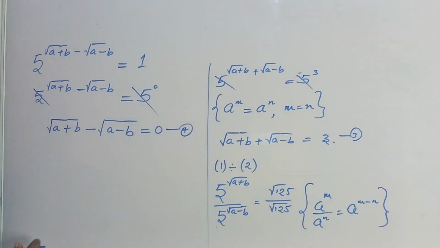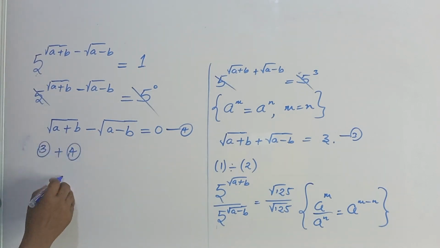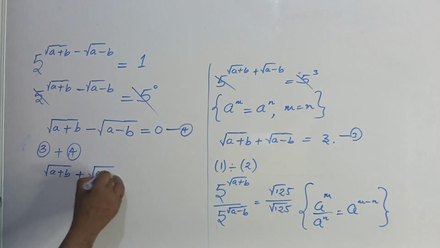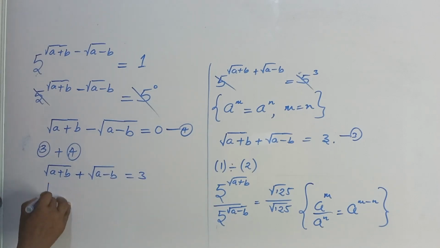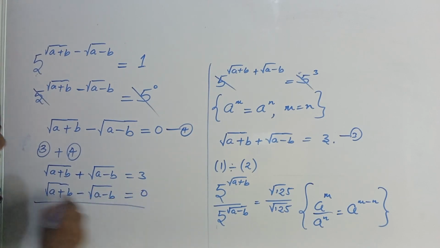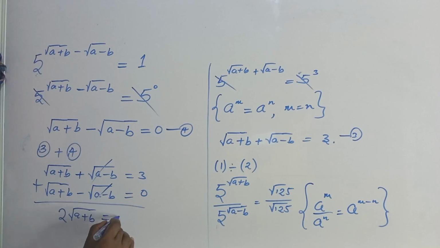Now let's solve equations 4 and 3. We simply say equation 3 plus equation 4. Here is equation 3, root A plus B plus root A minus B equal to 3, and then we have root A plus B minus root A minus B equal to 0. Let's see how we add these together. By adding these two, we eliminate and have 2 root A plus B equal to 3.